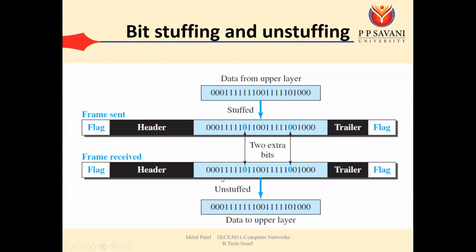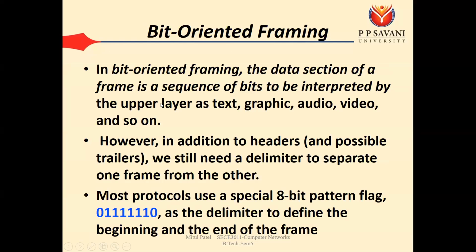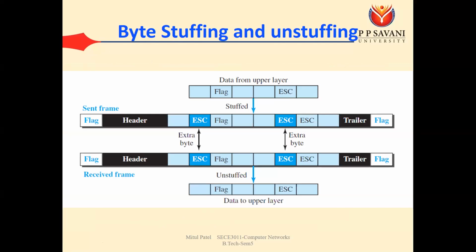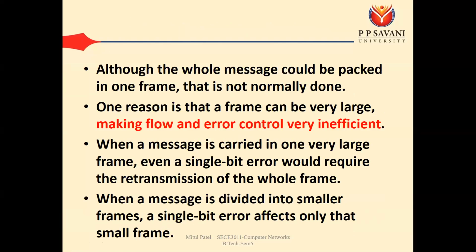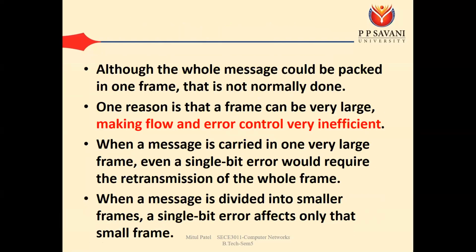Okay. So in the last lecture, we discussed the framing technique. The advantage of framing is that whenever we receive something from the network layer, we need to create frames. For that, we can say that there are two types of frames: one is fixed size frames and the second is variable size frames.